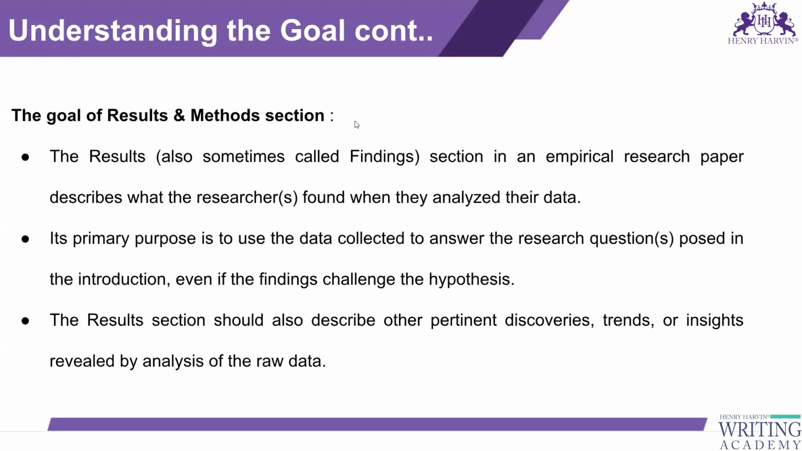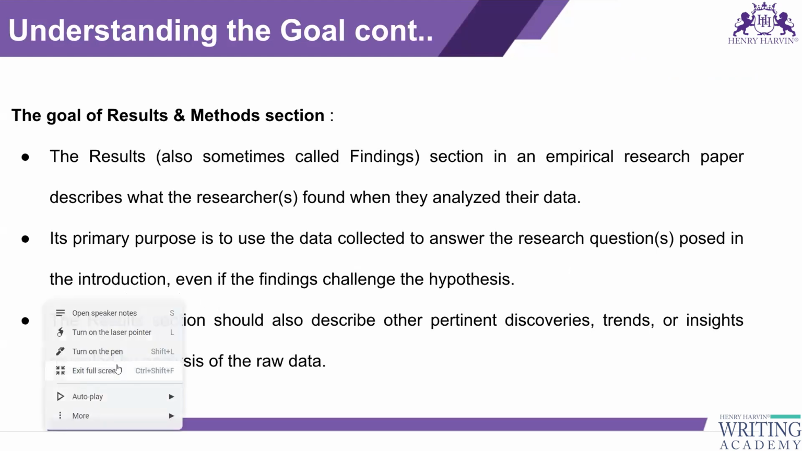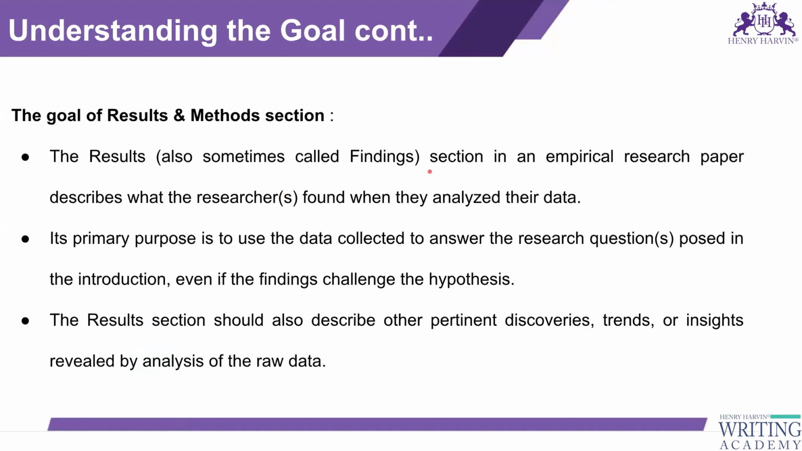Okay, the goal of results and method section. The results, also sometimes called findings, section in an empirical research paper describes what the researcher found when they analyzed their data. So now it is going to talk about what happened earlier. What were the findings? You know, from where you are giving the citations. That is the results. Okay. Its primary purpose is to use the data collected to answer the research questions posed in the introduction, even if the findings challenge the hypothesis.